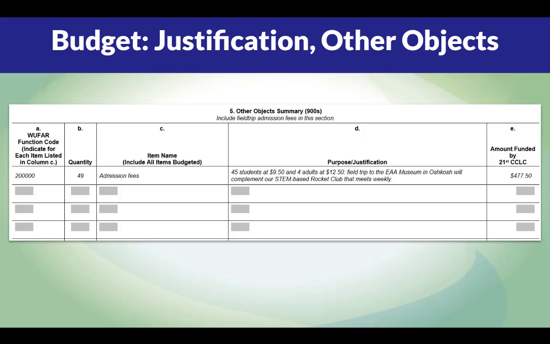The 5th and final area is the other objects summary. In this area, you would include such expenses as field trip admission fees. The 5 parts to the other object summary area are identical to the non-capital object and capital object summary sections, and you can follow the same guidelines for its completion. If you are unclear as to which of the 5 budget sections an item falls, please contact your CLC consultant or the grant specialist. Contact information is on the CLC webpage and will be provided at the end of this webinar.